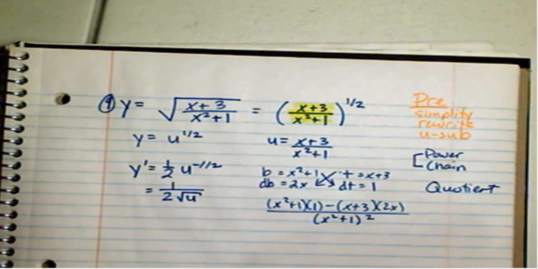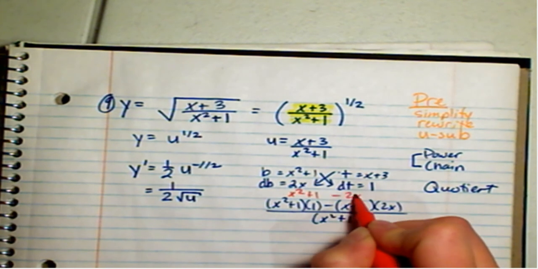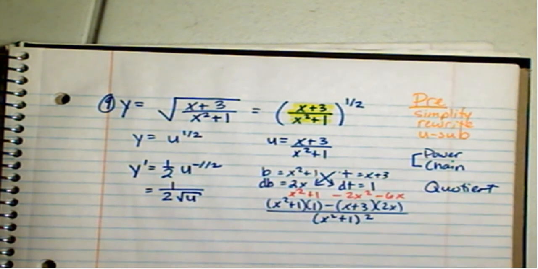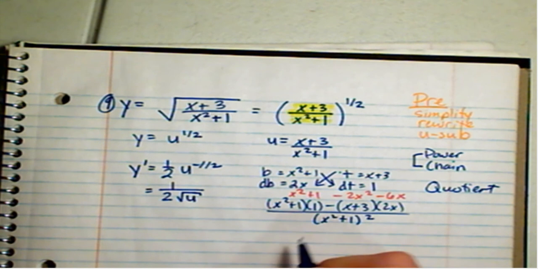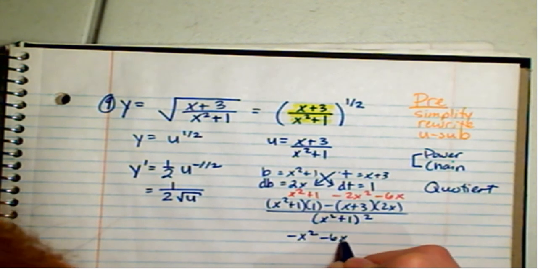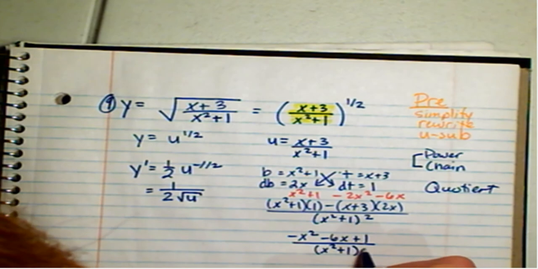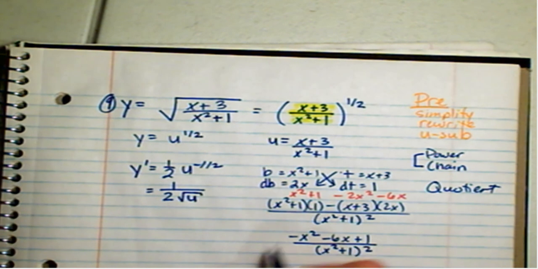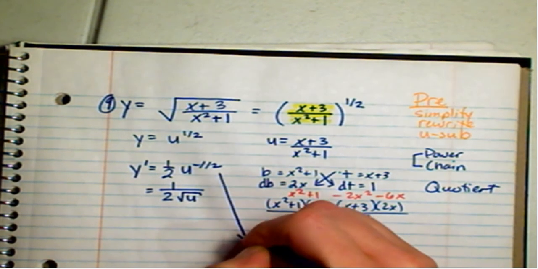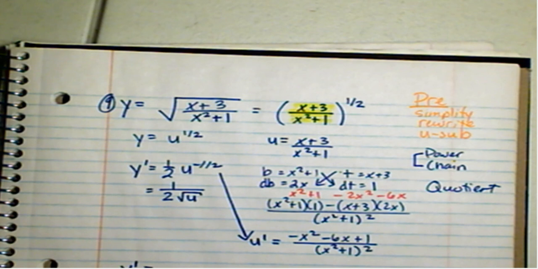Let's do a little bit of simplifying here. So we get x squared plus 1 minus 2x squared minus 6x. Okay. Minus x squared minus 6x plus 1 all over. All right, so u prime equals, all right, chain rule. Put it together. Y prime equals.